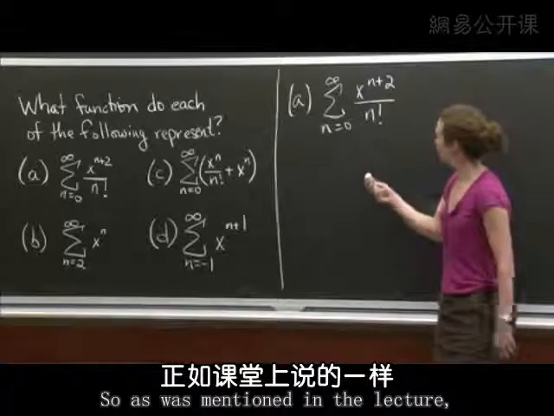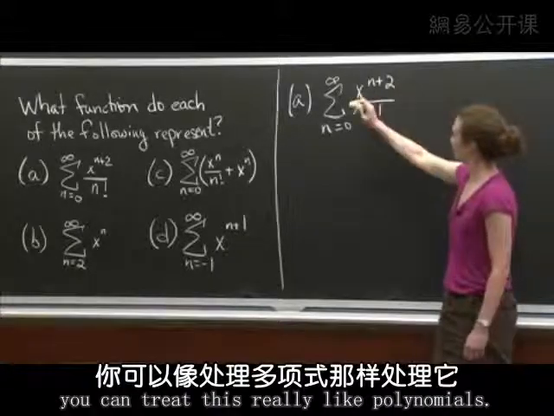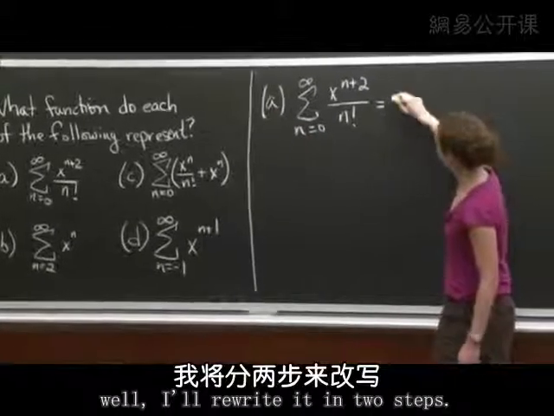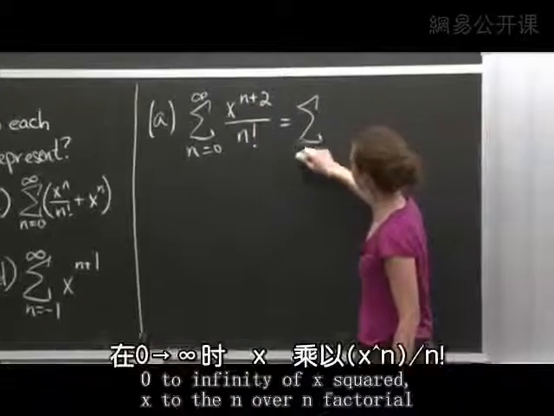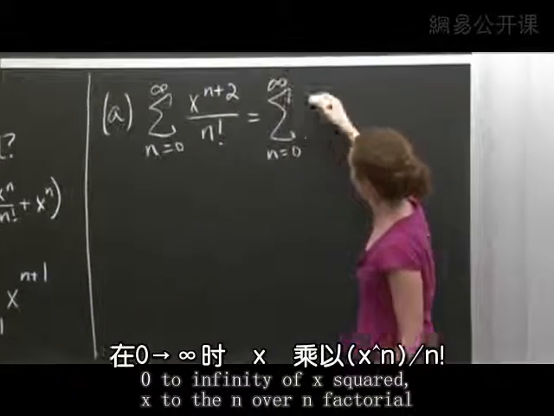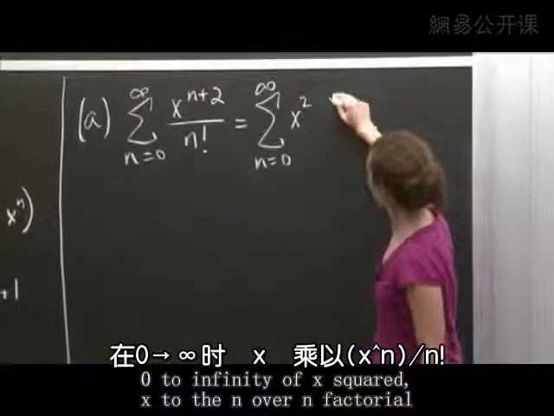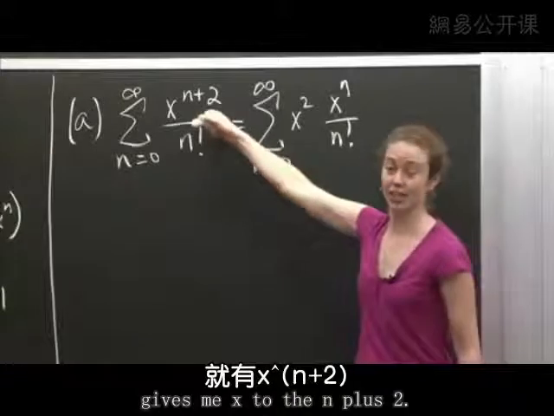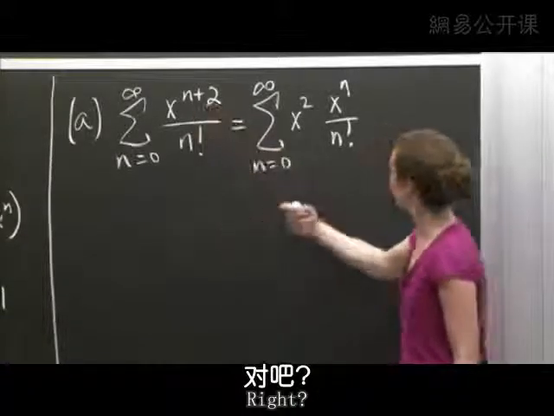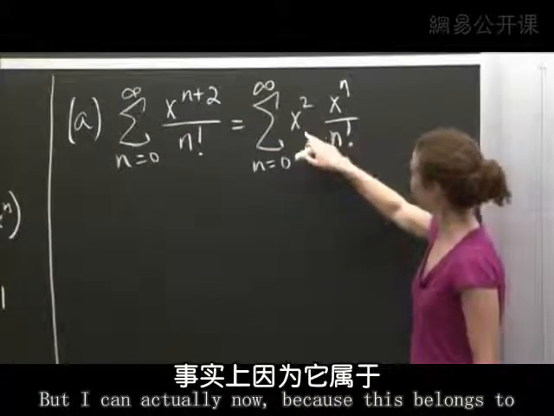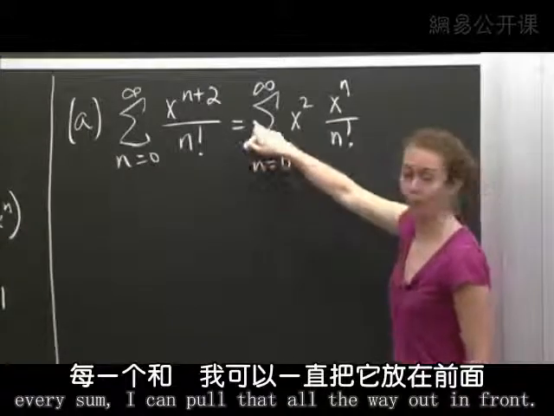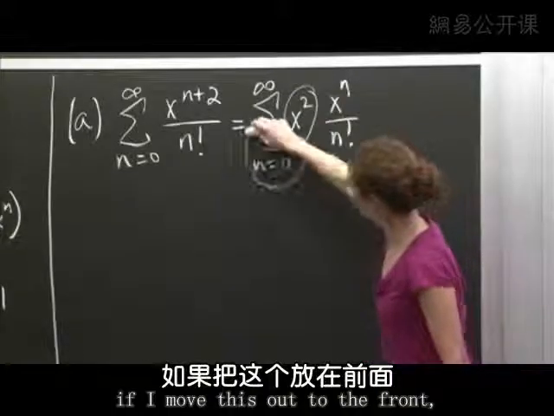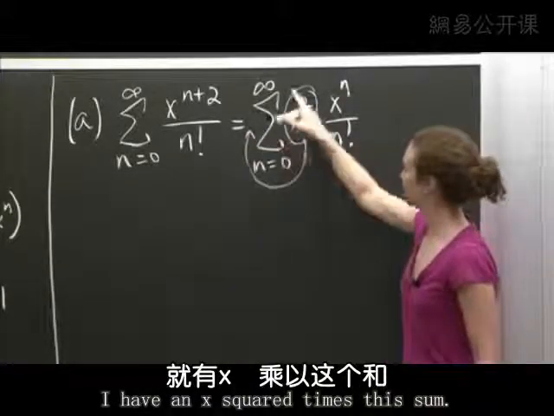So as was mentioned in the lecture, you can treat this really like polynomials. In some way, you can factor this out. So I can rewrite this as, well, I'll rewrite it in 2 steps. The sum from 0 to infinity of x squared, x to the n over n factorial. So x squared times x to the n gives me the x to the n plus 2, right? But now, because this belongs to every term in the sum, I can pull that all the way out in front, and I have an x squared times this sum.